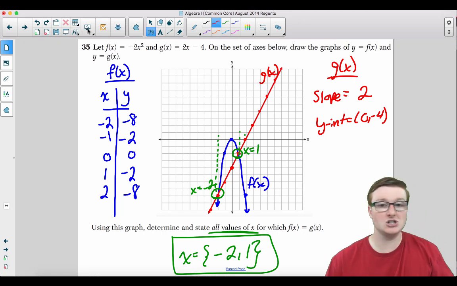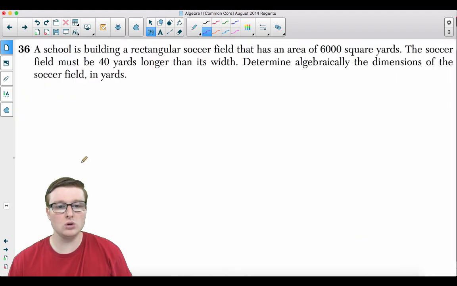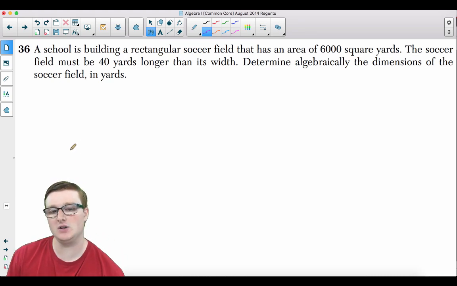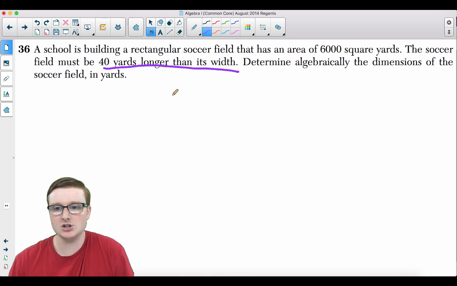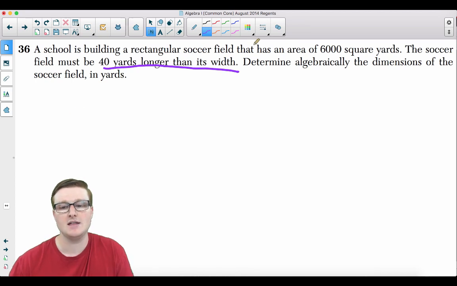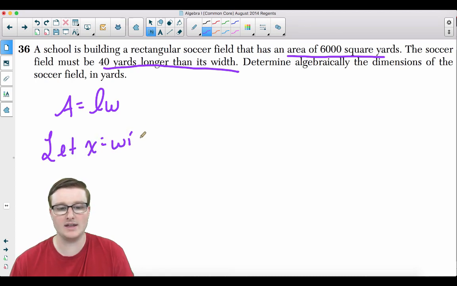Okay, moving on to 36. Almost there, towards the end of the video. 36 says a school is building a rectangular soccer field that has an area of 6,000 square yards. The soccer field must be 40 yards longer than its width. Determine algebraically the dimensions of the soccer field in yards. So first and foremost, you should know that it's talking about an area of 6,000. The area of a rectangle is length times width. Now I'm going to let the letter x equal the width, and I'm going to let x plus 40 equal the length.